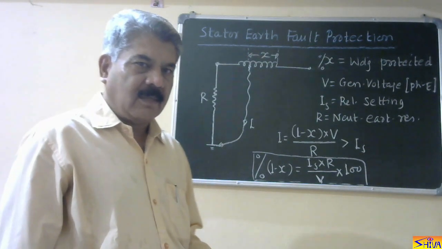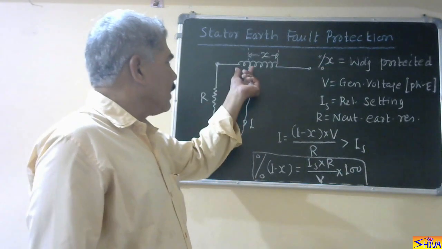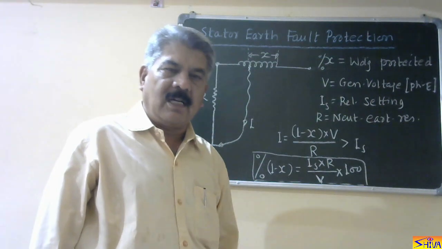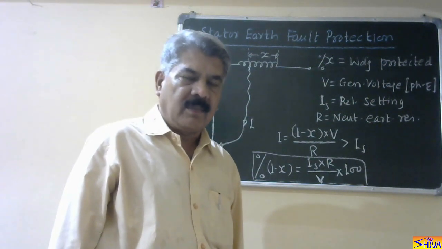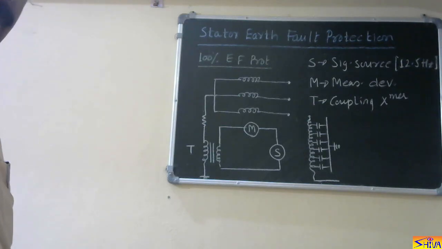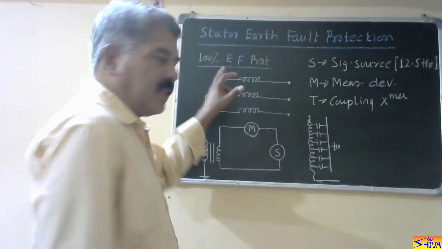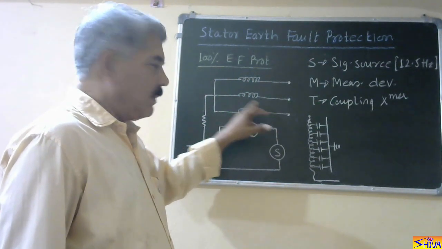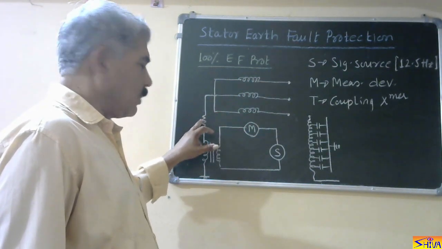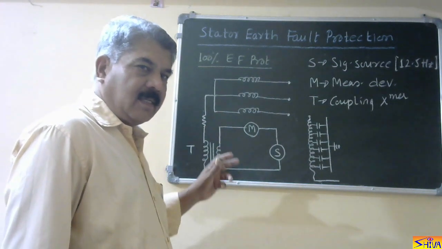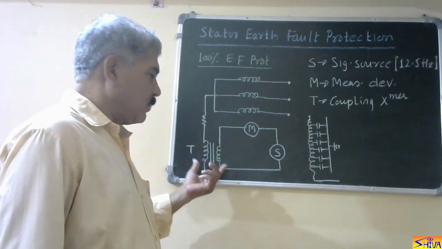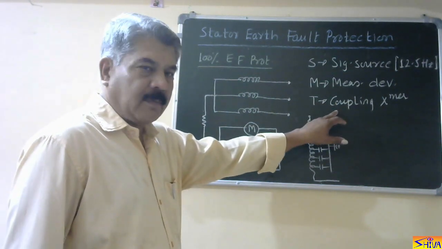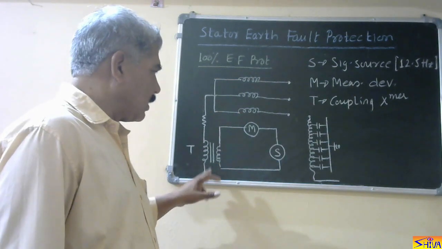Now I will discuss how the remaining portion, that is this portion of the winding, is protected. That is called 100% earth fault protection of the generator. This is the scheme for 100% earth fault protection. The generator winding neutral point is grounded through resistance, and in this case a transformer is used for grounding the generator. This is called a coupling transformer, also called a neutral grounding transformer.